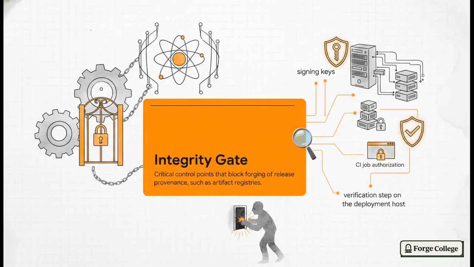But here's the good news. You don't need to secure every single atom of the universe to be safe. You really just need to focus on integrity gates. Think of these as heavy, reinforced security checkpoints. Things like your signing keys, artifact registries, and CI authorizations. If you lock down these specific, critical checkpoints, you make it incredibly difficult for an attacker to sneak a fake release through the back door. Protecting these specific spots yields a disproportionately massive benefit.